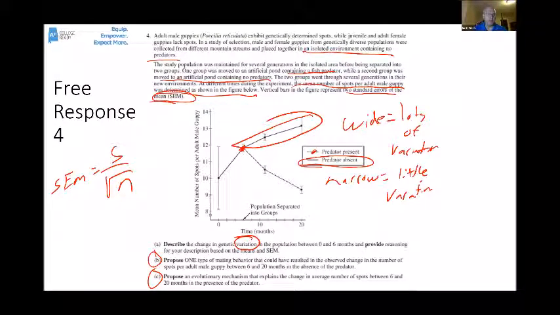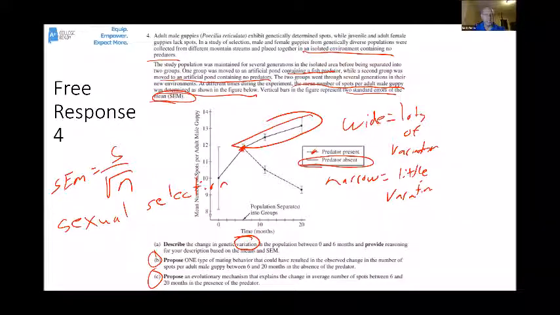Well, there's no predator. So what you've got to think about is, why would the spots go up when there's no predator? And the idea here is that spots are used as a way for the males to attract females. The females are attracted to males with lots of spots. This is what we call sexual selection. Males with more spots are selected by females, and therefore they have more offspring. So your answer to B, the type of mating behavior, is sexual selection.